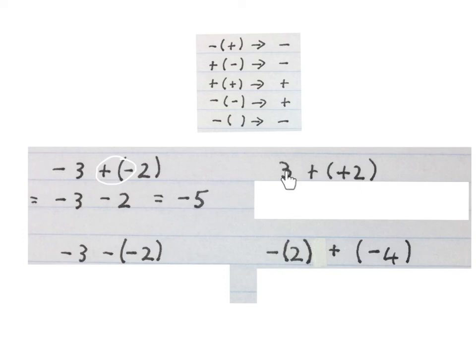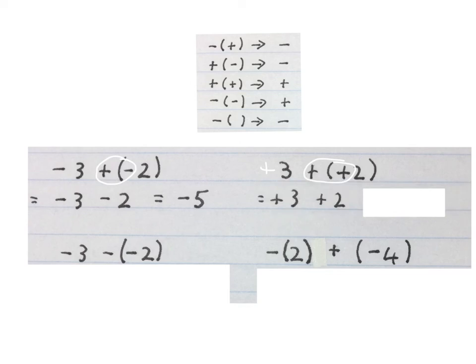Here we have 3 plus 2. The 3 has nothing in front of it, that means there's a plus, and these two signs are the same. That then changes to a plus 2. Final answer, plus 5. Let's do this one now.